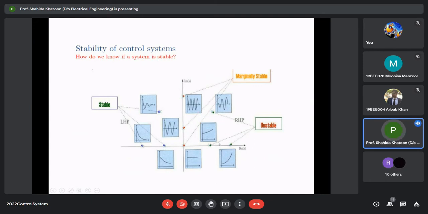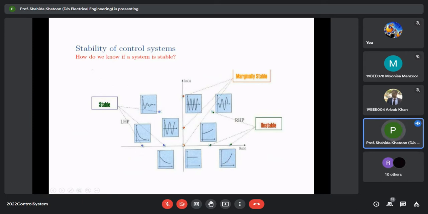Now, if we have poles and zeros on the right half of the S plane, then the system is unstable. As you can see, the response is continuously growing. If we have a pole here, the response is growing. A pole here, the response is also growing. If we have a pole here, the response is also growing.